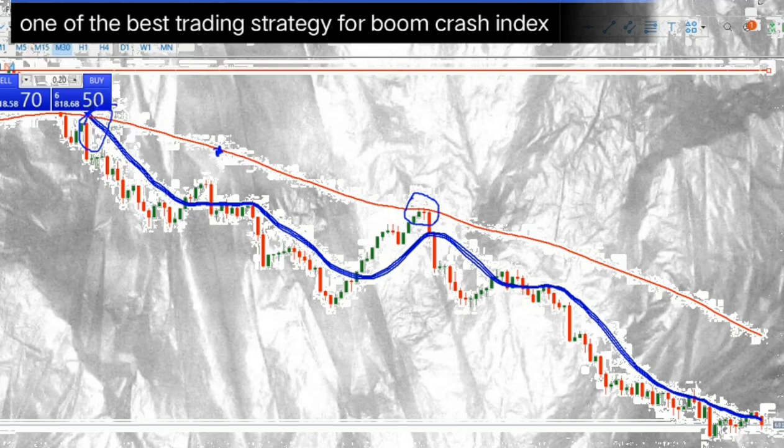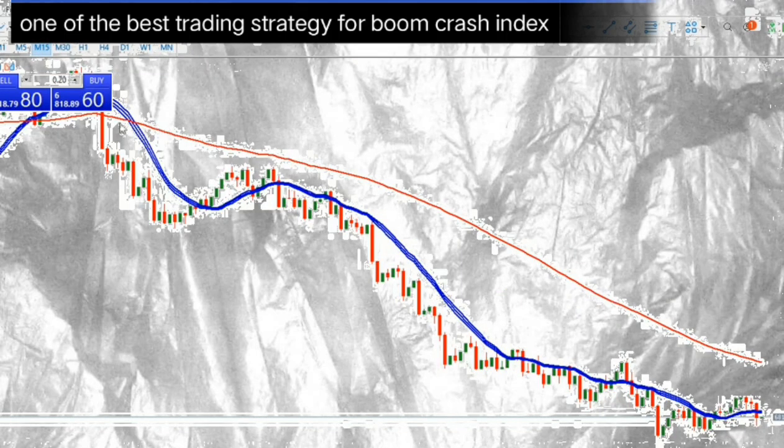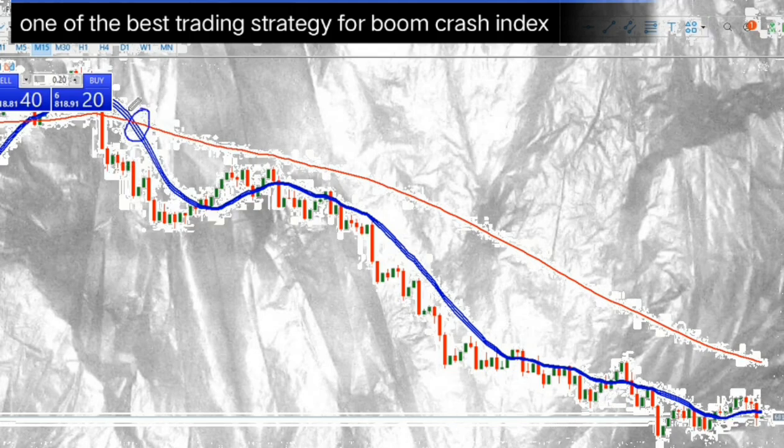Now let's go down to the 15 minutes time frame. Have you seen it? Ever since it crossed at this place in the 15 minutes time frame, look at it. All the attempts have failed. Have you seen it? All the attempts have failed.